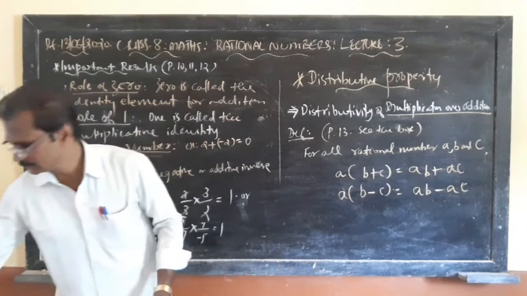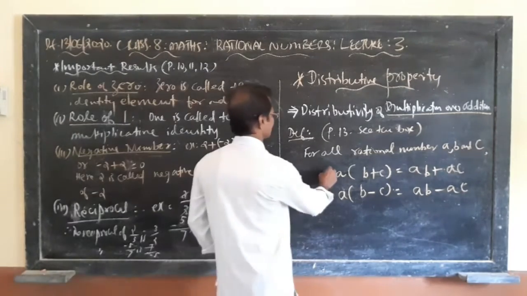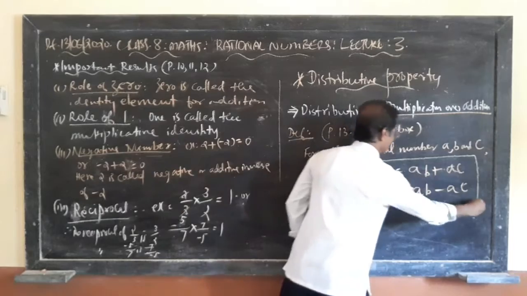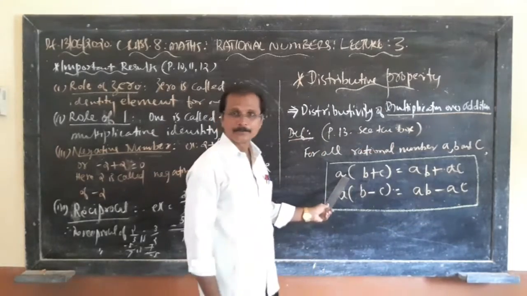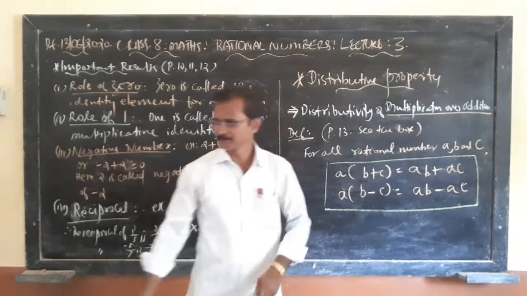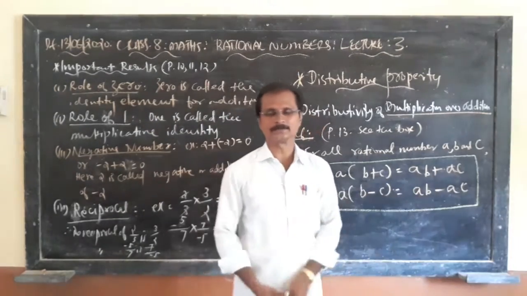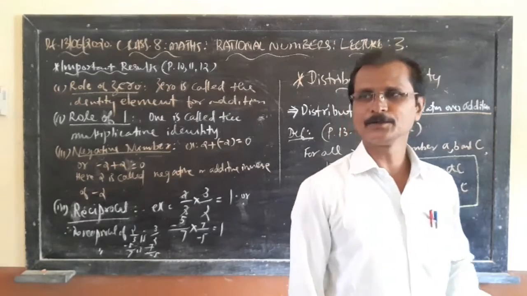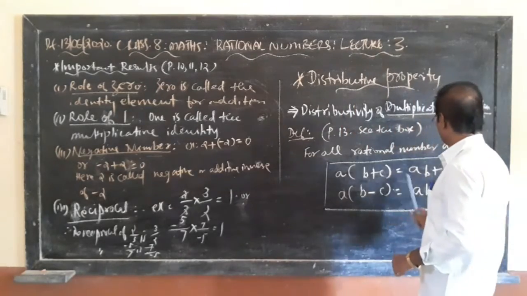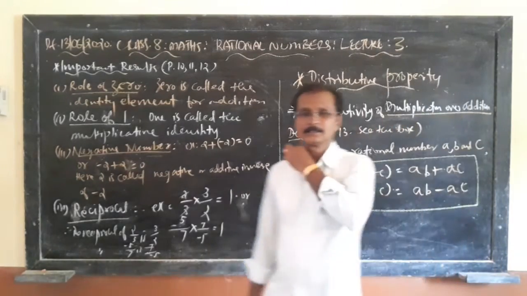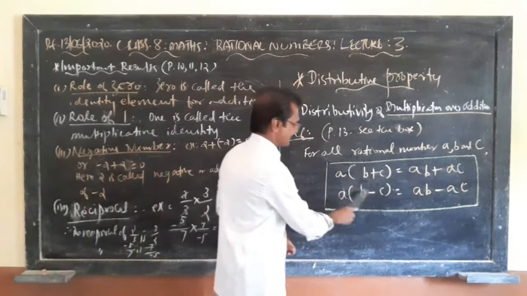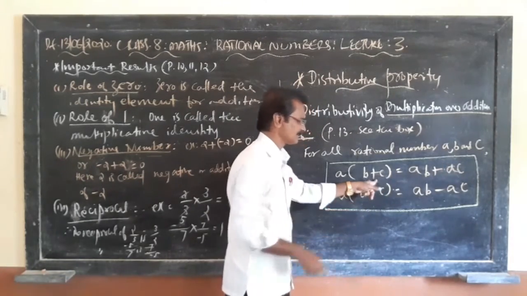This is the definition. We need to remember this box. A into B plus C equals AB plus AC. A into B plus C equals AB plus AC. Inside that B plus C, look at here.